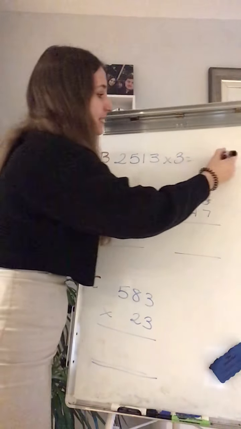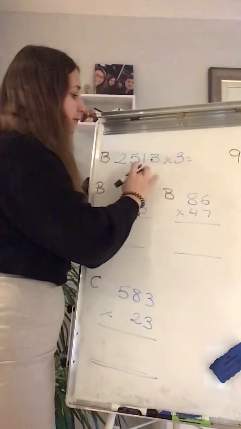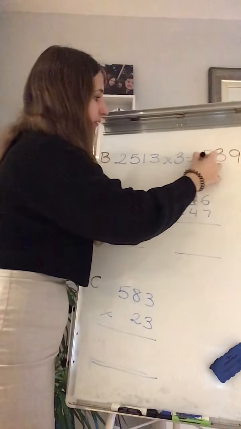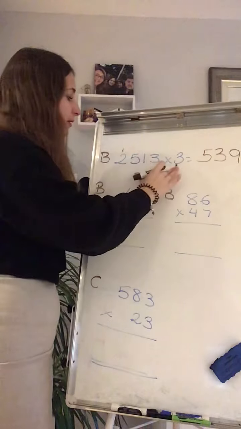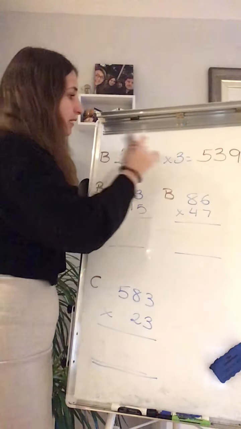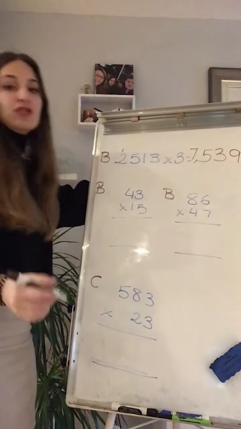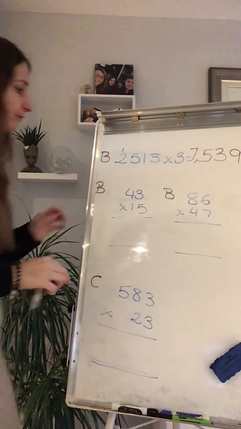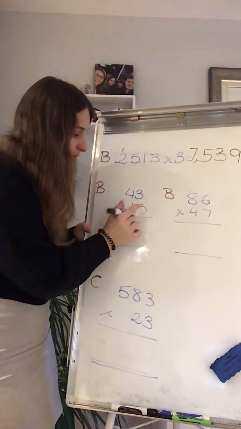3 times 3 is 9. 3 times 1 is 3. 3 times 5 is 15. Put it there to remember. 3 times 2 is 6, add 1 is 7. So you should have 7,539.